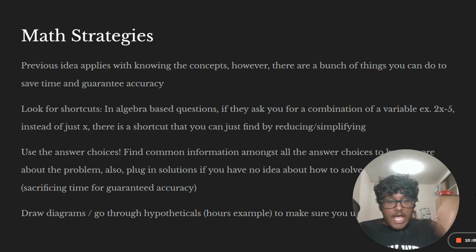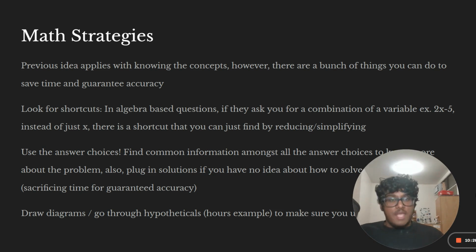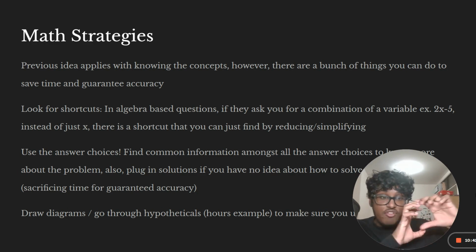Shortcuts in all algebra-based questions on the SAT. If there's 8 algebra-based questions on the SAT, 7 of them are going to include some version of this. Let's say the equation is 2x plus 100 equals 200, and they ask you what is x plus 50. They don't want you to solve for the variable and then plug it into x plus 50. They want you to just reduce the whole problem, divide it by 2 so you can just get the right answer. You don't need to solve for x to know what the phrase is.